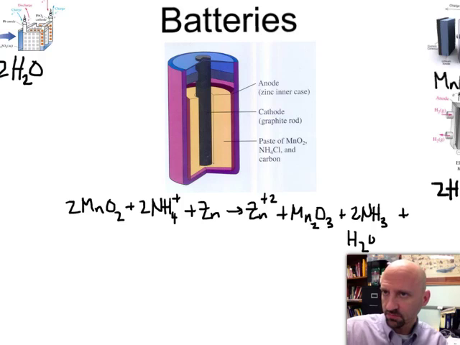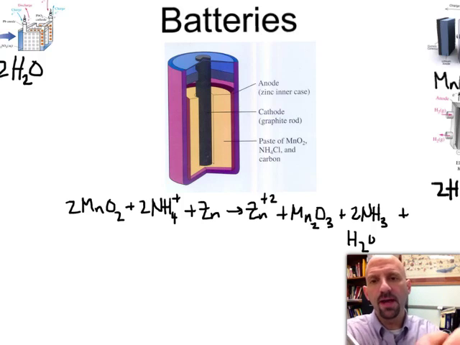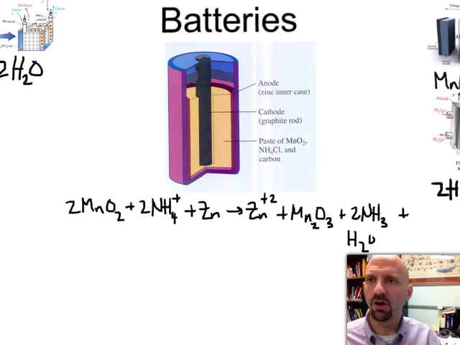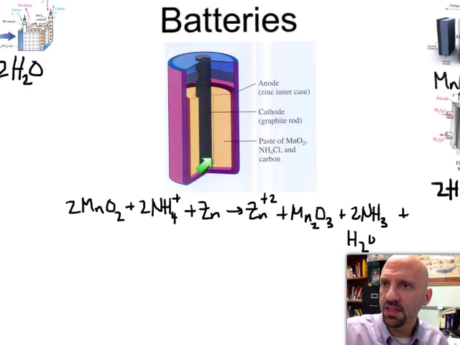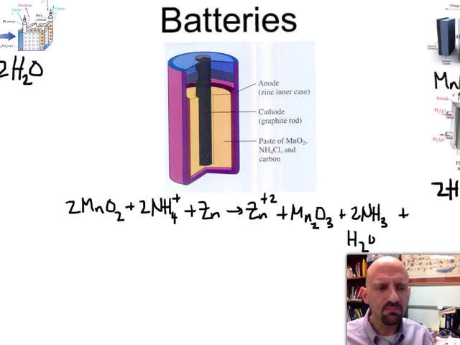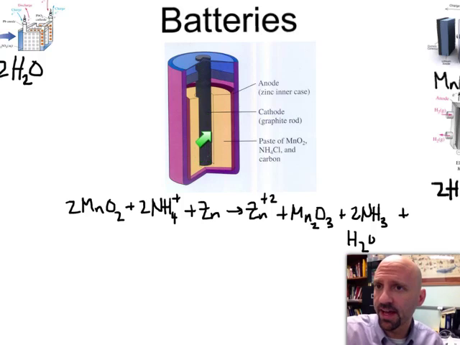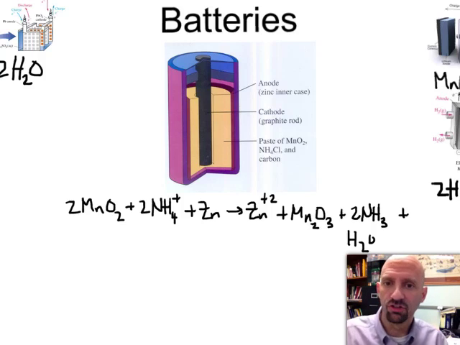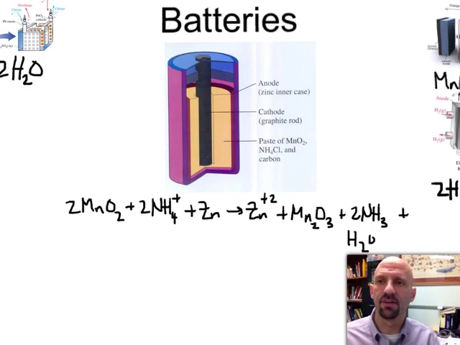What they do is, you know that knobby part on the battery, right? Maybe you can see there, that tip there, that knobby part? That knobby part is actually part of the interior where we are getting the reduction. So that interior part is actually the cathode, and it's usually made out of something like graphite. Graphite does a pretty good job of conducting electricity. So that little knobby part there is connected to the cathode, the graphite rod. So that's where the reduction's going to occur. That's where the manganese is going to get reduced.